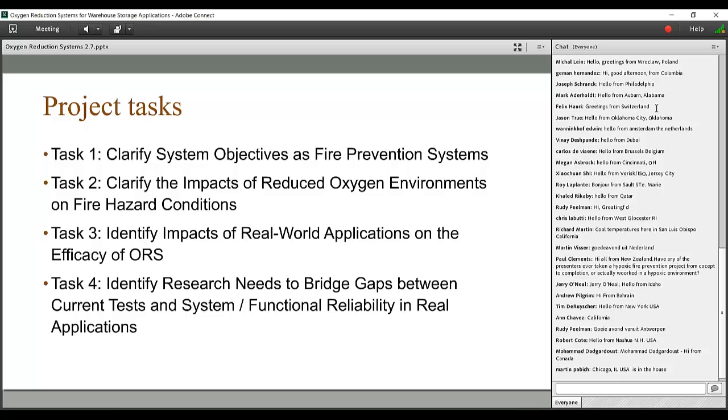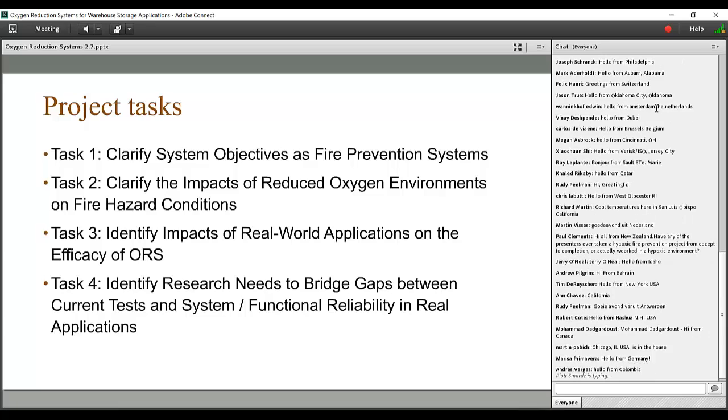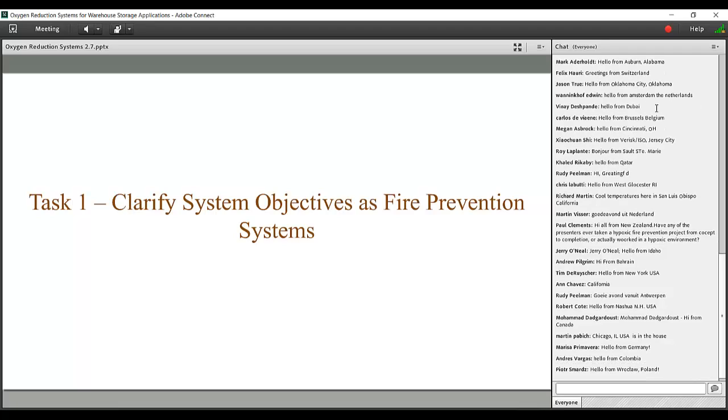And then in task 3, we looked into how we could identify impacts of real-world applications on the efficacy of ORS. And finally, the last task was to identify research needs to bridge gaps between current tests and systems functional reliability in real application, and especially in this case, of course, in applications connected to warehouses. So the first task was to clarify system objectives as fire prevention systems.